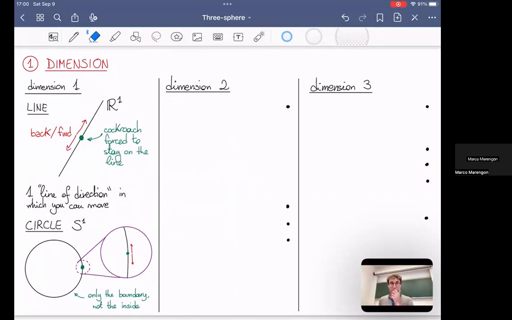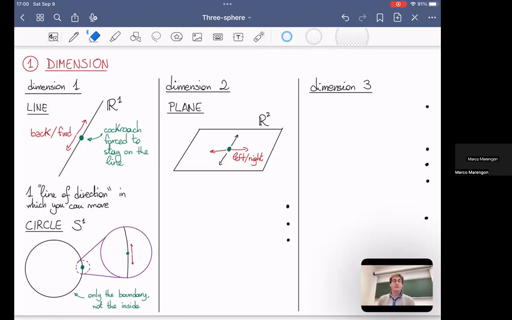Let's move to the next case, which is dimension 2. And here, the prototypical example is the plane. So in the plane, your favorite cockroach can move not only back and forward, but also left and right. So there are at least two lines of directions in which the cockroach can move. So it's become smarter. And in fact, there are infinitely many lines of directions in which the cockroach can move. For example, the cockroach could move diagonally.